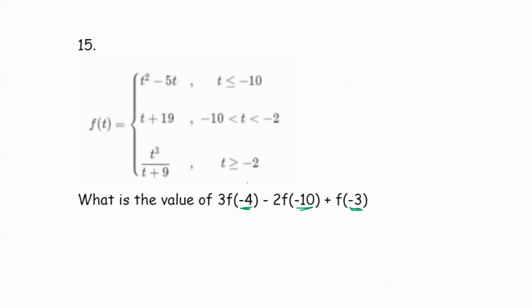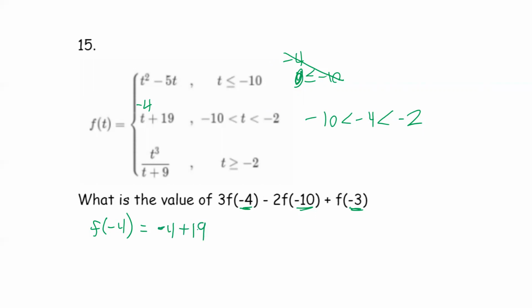You're really just focusing on plugging in negative 4. Where does negative 4 fall? Is negative 4 less than or equal to negative 10? That is not true. So negative 4 is not going to go there. Negative 4 is going to fit into the middle piece, between negative 2 and negative 10 on a number line. So we're going to plug in negative 4 for t. So f of negative 4 is negative 4 plus 19, or 19 minus 4, which is 15.